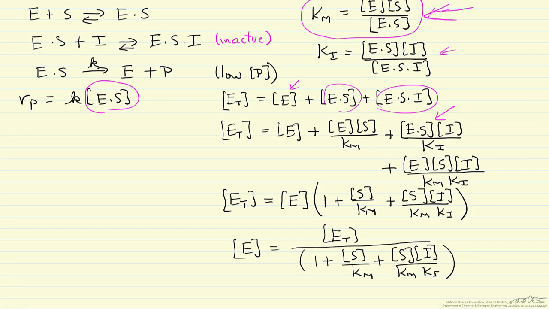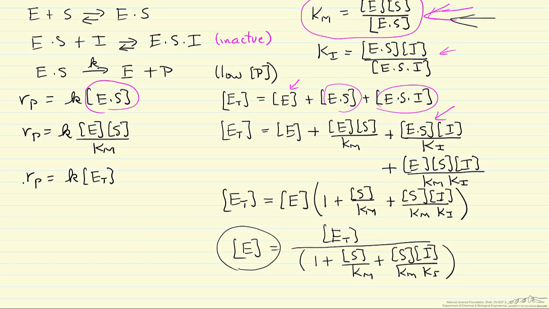Let's go back and look at our rate expression. The rate that we're making product is k, and I'm going to substitute from this equation so that I have concentration of enzyme, concentration of substrate divided by Km. So the rate of product formation is k. I'm going to substitute in for the enzyme concentration. Here's the substrate concentration. Denominator then Km times this denominator over here.